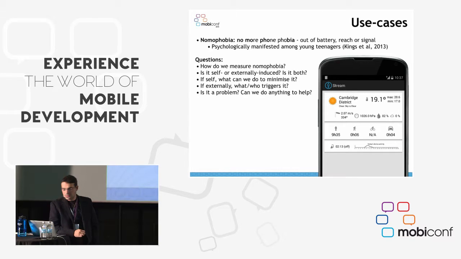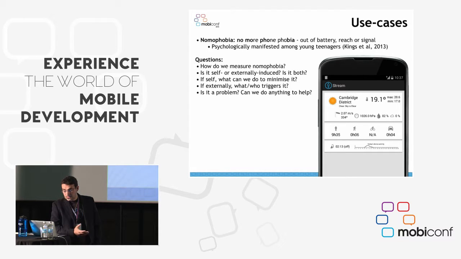So especially in young teenagers, they seem to not be able to let go of the phone, and they feel anxious if they are running out of battery or they don't have network coverage. All these emotional and psychological effects on how they behave. So actually there's a name for that. It's called nomophobia. So that's quite interesting.